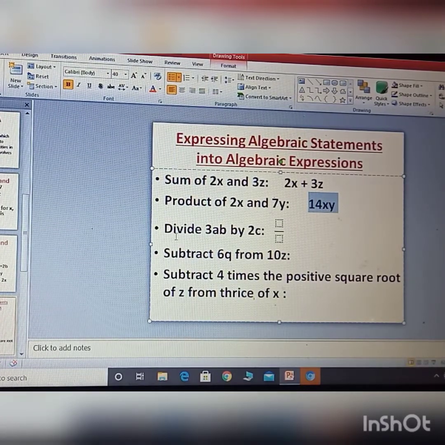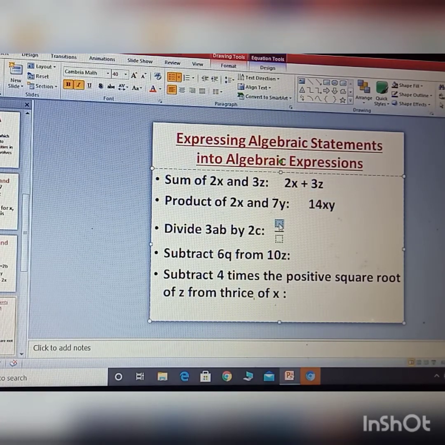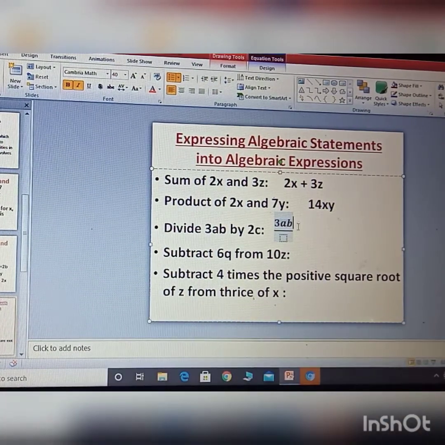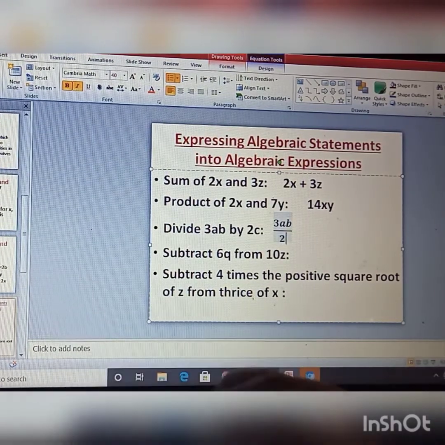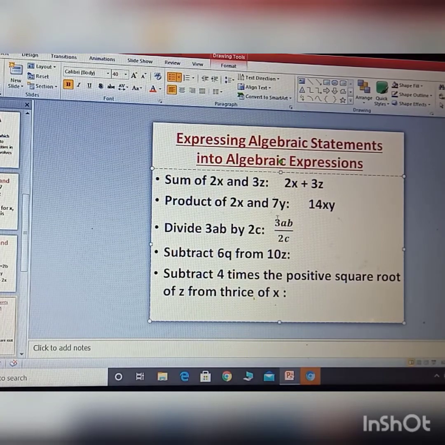Done. Then the third one is divide 3ab by 2c. The key term here is divide. So division could be shown in fraction form. Then you can show it by the division symbol as well, and another way is there. I'll show you 3 of the ways. As 3ab, it is the numerator. It will be written this way, and 2c will be written in the denominator. So this is the required algebraic expression.